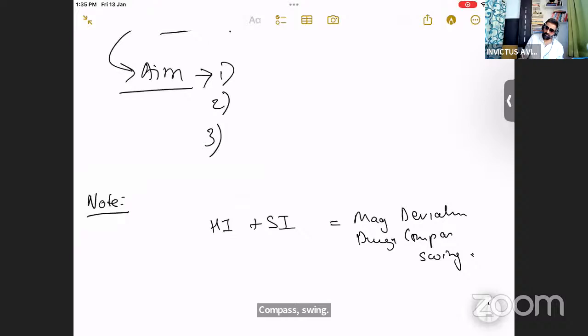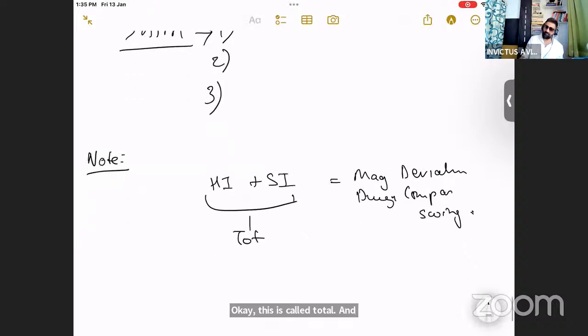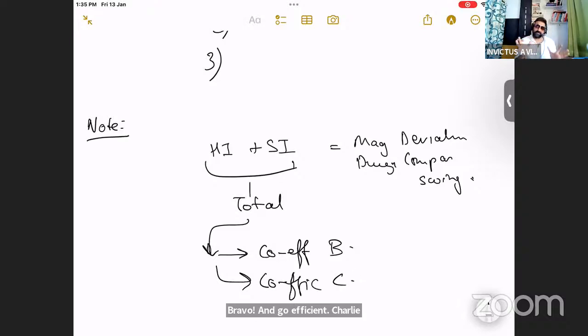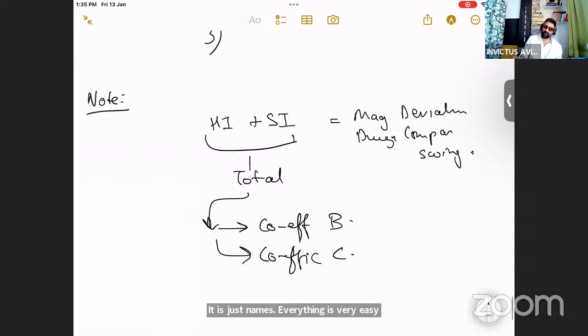This is called total. And this total magnetism impacting my deviation is resolved into two components, I would say. Those components are called coefficient Bravo and coefficient Charlie. It is just names, everything is very easy.